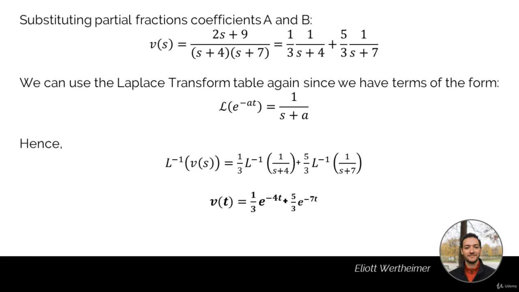And what you get is that v with respect to time, so the velocity of the mass, equals 1/3 of exponential minus 4t plus 5/3 of exponential minus 7t. So here exponential minus 4t is the reverse Laplace transform of 1 over s plus 4, and exponential minus 7t is the reverse Laplace transform of 1 over s plus 7.